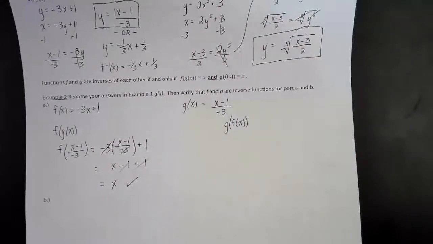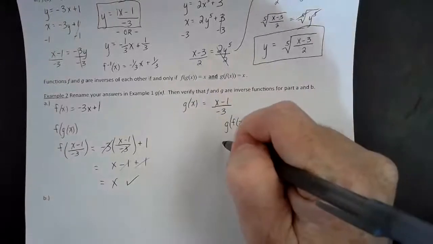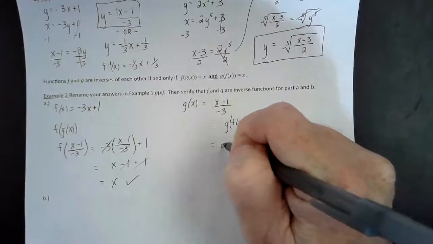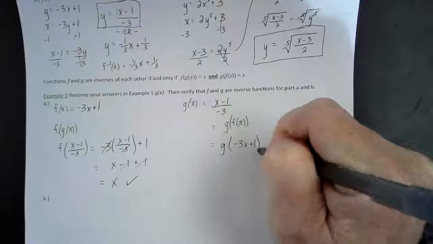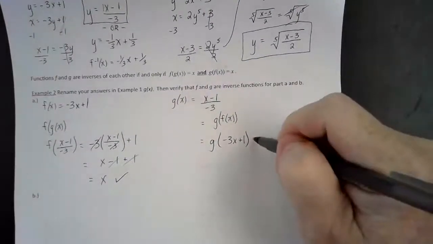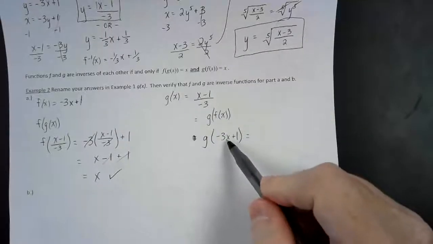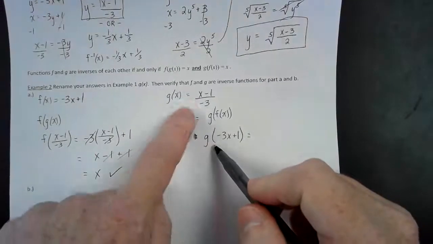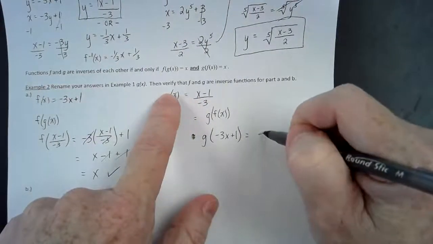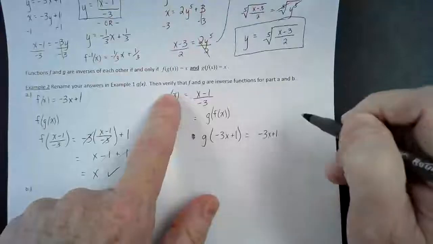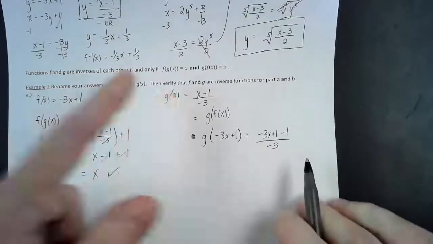So let's try it the other way. f of x is negative 3x plus 1. And so that means I'm going to plug, I should not have put that equal sign there, I'm going to plug this in for x in the g function. So right up here, this thing becomes the x, negative 3x plus 1. And then you have a minus 1 over negative 3.